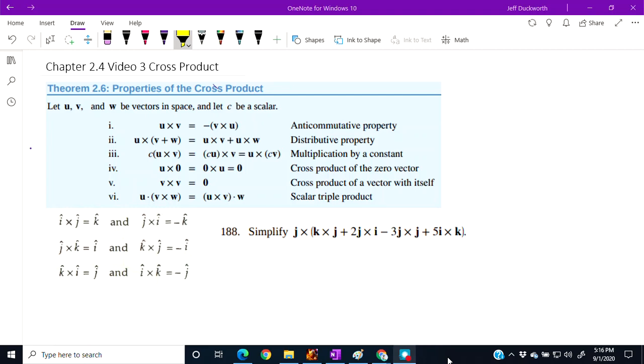We're going to now look at some of the properties of the cross product. Most of them work at least in a similar fashion to what we've seen in other algebra. Although the first one, instead of the commutative property working, we have what's called an anti-commutative property, where we take the negative of the cross product if we do them in reverse order.